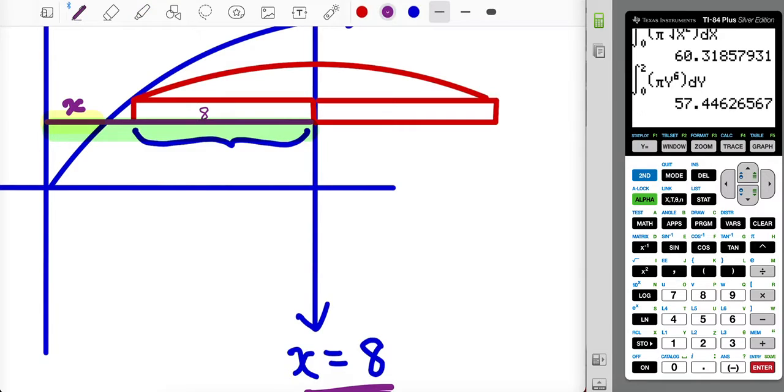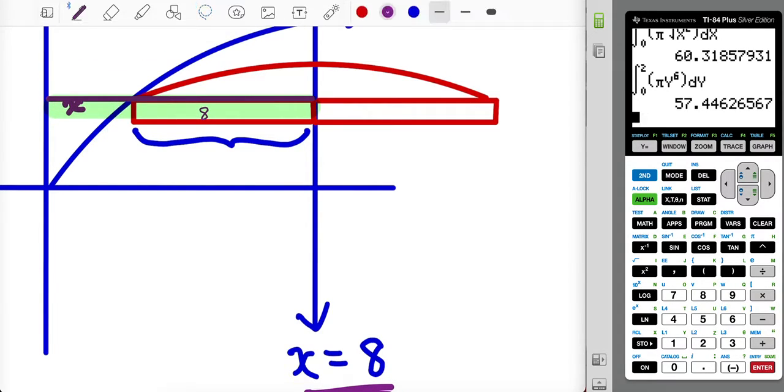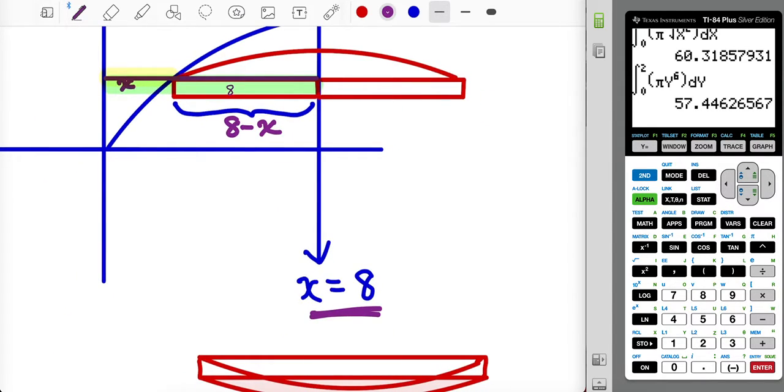If I want the length of the line segment in between the two, and actually I could probably move that up a little bit, more like up here, and get rid of that, just to keep it consistent with the rectangle I drew, then all I'd have to do is subtract X from 8. So we'd be looking at 8 minus X. That's the length of the rectangle. That's actually our radius.